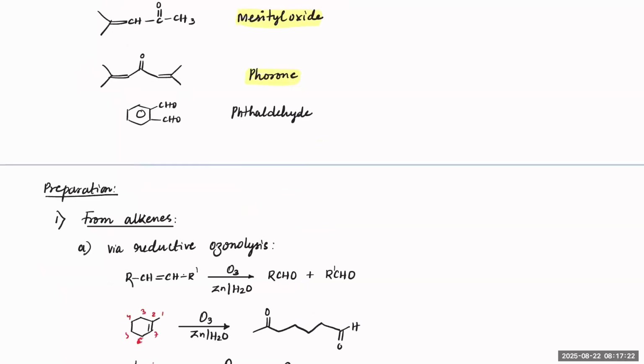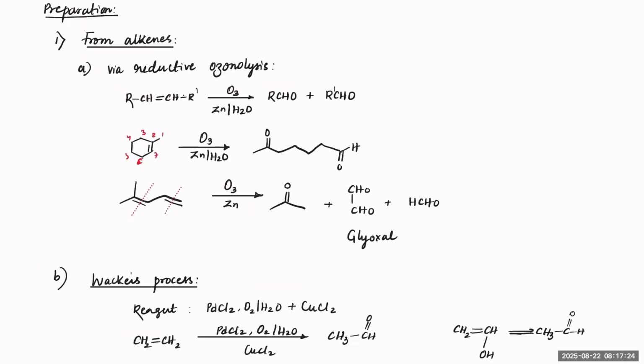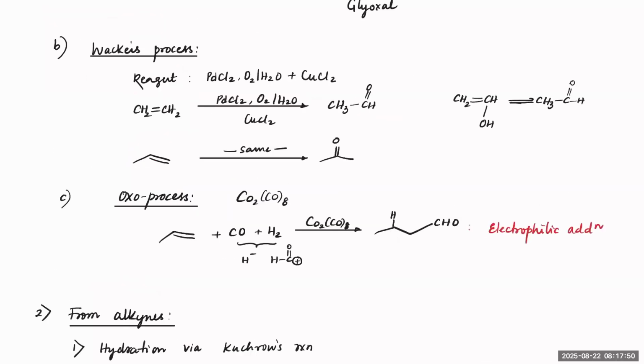Next is the preparation of aldehydes and ketones from various functional groups. Alkanes do not directly give any aldehydes and ketones, but when it comes to alkenes, you can do ozonolysis. All you need to do is a reductive ozonolysis: break the double bond and convert them into respective aldehydes or ketones. This we have done in alkenes. I'm sure you know what to do, right? Next is the Wacker process.